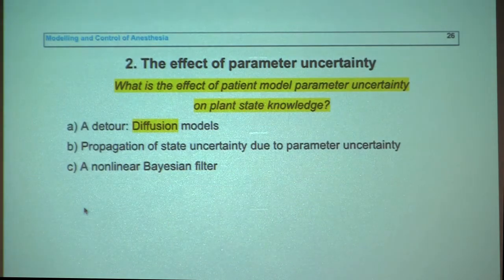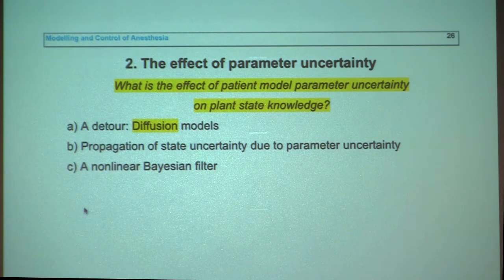Okay. Let's move to the second part of the talk. And the second part is related with the effects of parameter uncertainty. I will start by doing a detour to speak a little bit about diffusion. Maybe what I'm going to say is trivial to some of the people here. I'm sure it is trivial for some of the people here, but maybe for some part of the audience it will be a new thing.